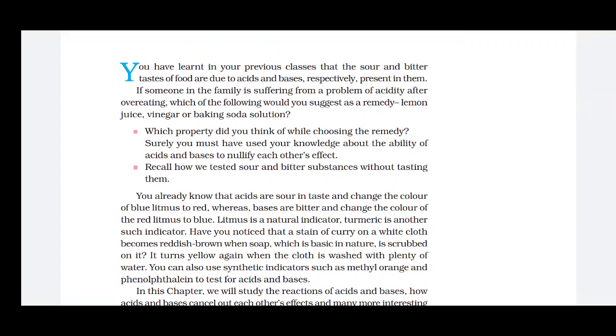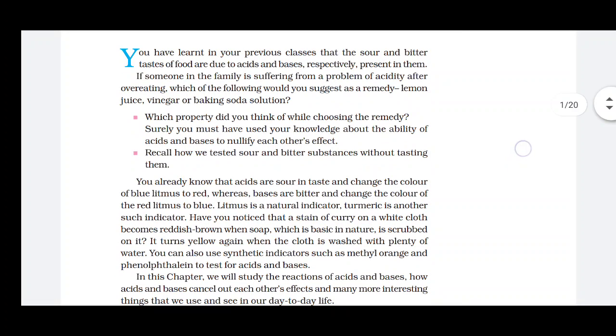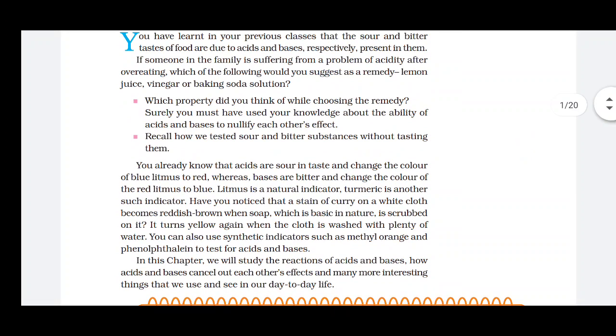We know that many of the substances that we use, or many of the solutions, when we touch it or when we taste it, are sour and bitter. The sour and bitter taste of food are due to the acids and bases that are present in them. Acids are generally sour in taste. Sour matlab khatta, and change the color of blue litmus paper to red.